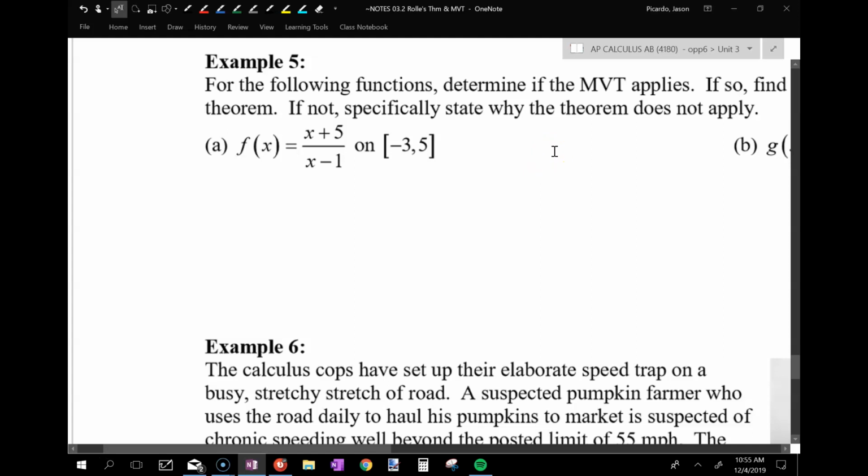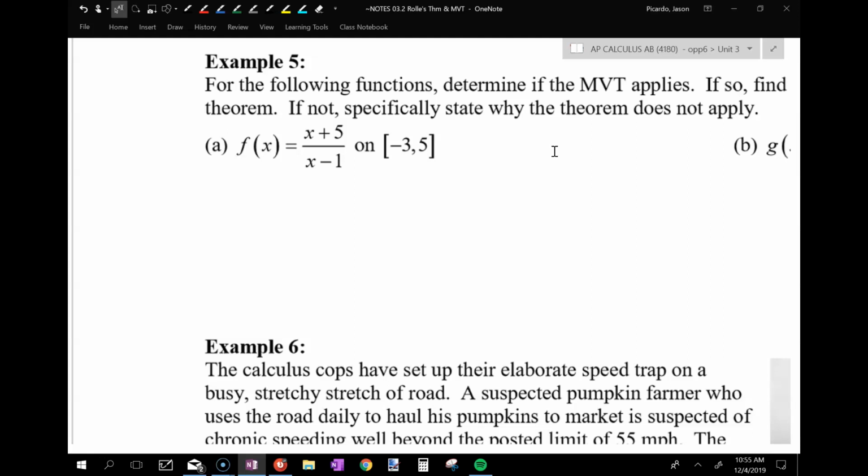Michael, what's wrong with this function? Why does the mean value theorem not apply? It's not continuous. Where? It's not continuous at all. So here's the important thing, right? I don't want you to say that it doesn't apply because it's not continuous. What I want you to say is that it's not going to apply because it's not continuous at a point that lies within the interval, right?